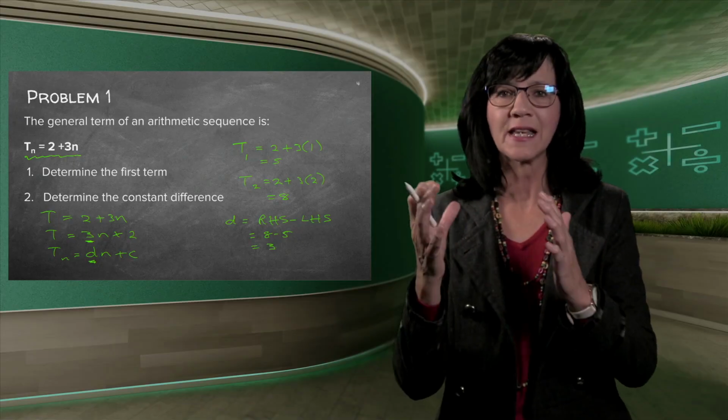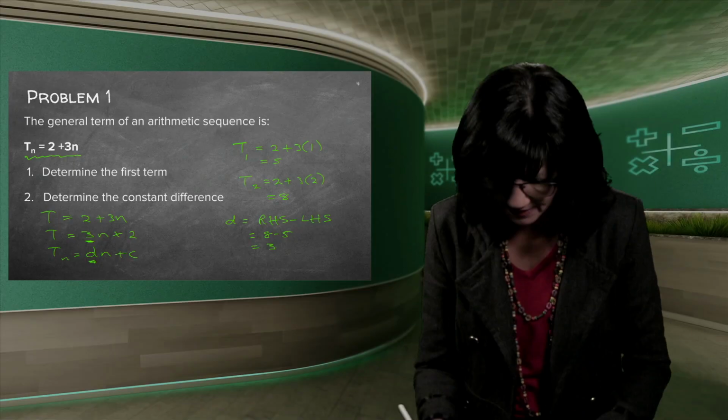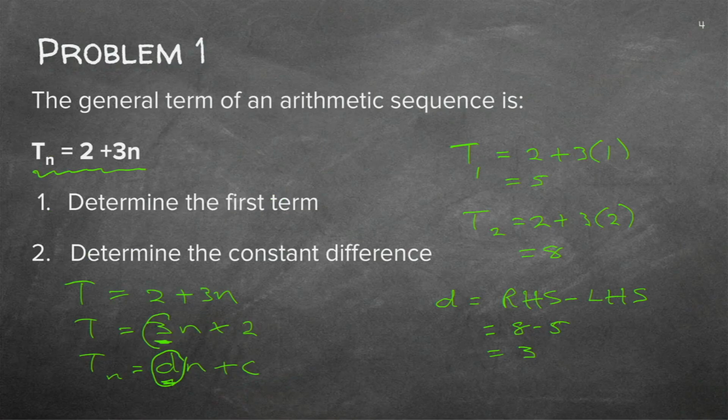I can rewrite it as dn plus c. You can just read off the d. So there's your d, there's your d. It's the same as this, d is equal to 3. So whichever way you use to find it, you will find your d.